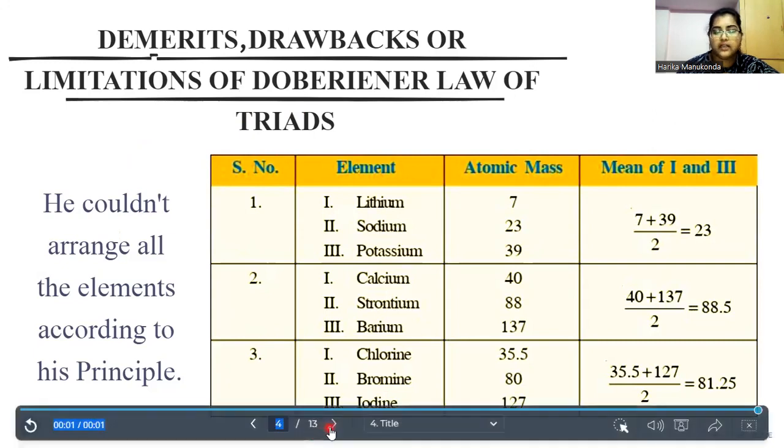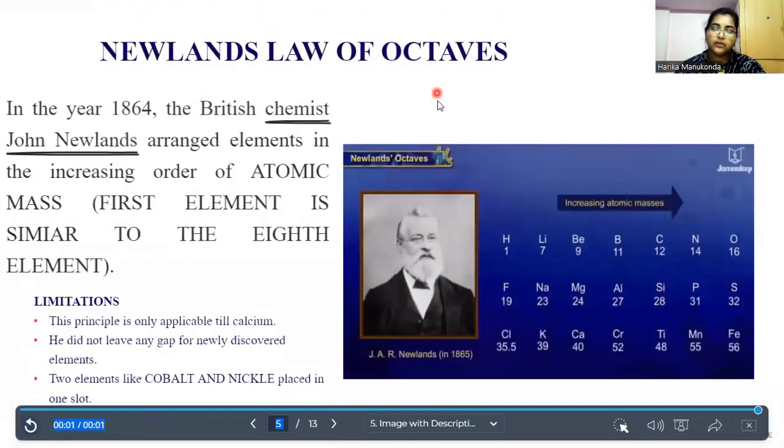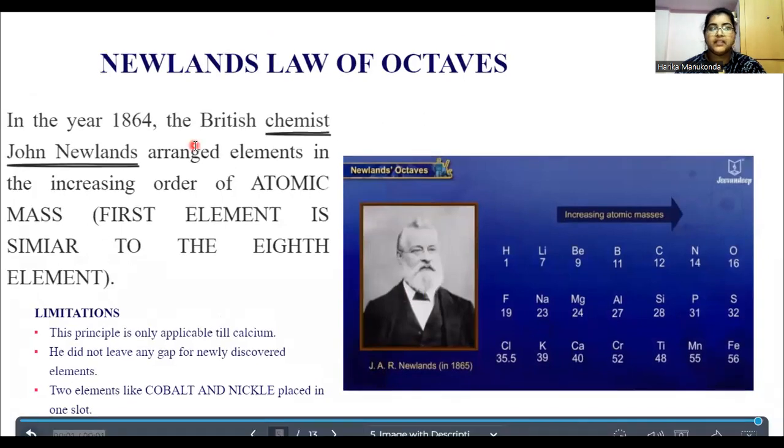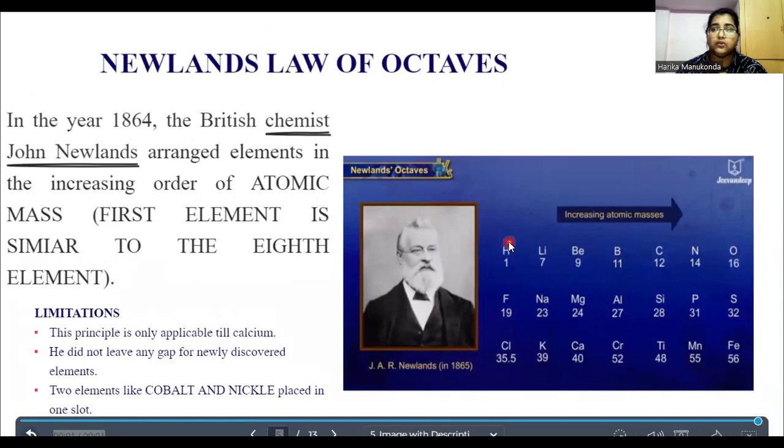Now next we are going to Newlands' law of octaves. He was a British chemist. In the year 1864, he introduced the law of octaves. He said that the elements are placed according to atomic mass. He used the same fundamental property, atomic mass, and arranged them in the form of notes. In music language we have the notes sa ri ga ma pa da ni sa. So he arranged them in those notes.